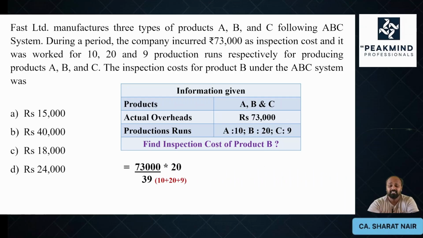For that, 73,000 actual overhead divided by production runs in total. How have we computed production runs in total? All the production runs of A, B and C have been taken into consideration, so it will come to 39. So 73,000 divided by 39 will give me the overhead for one production run, and then for product B we have made 20 runs. So the share of overhead cost for product B will be 37,495. In this, there is no correct option. However, the closest option is option B, so we will take it as option B.